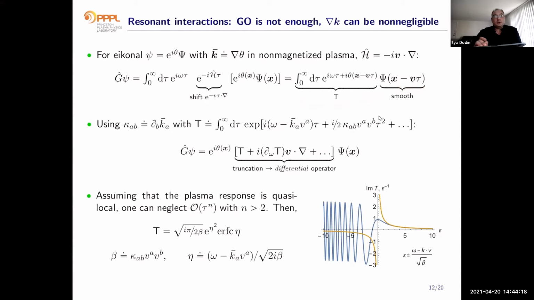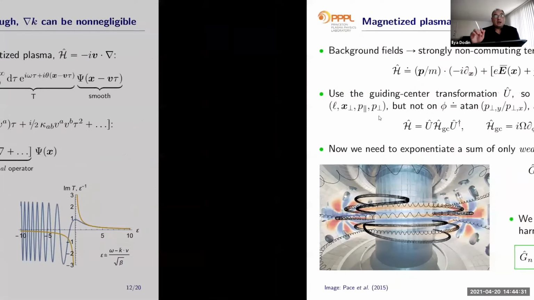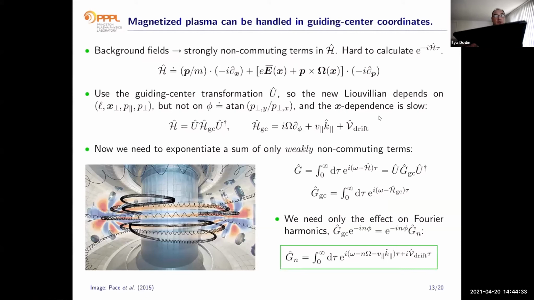And actually, it's very easy to see that if you neglect gradients of the wave number, you completely miss the absorption. So these effects are important. And now this is like the crown jewel of this whole theory, which is not finished, but we really need to apply this to magnetized plasma.